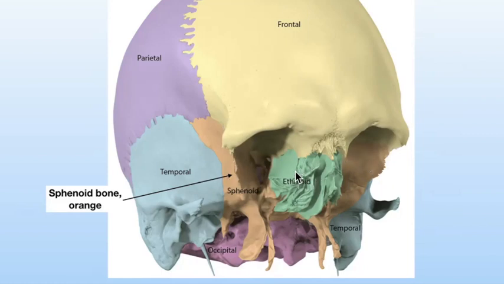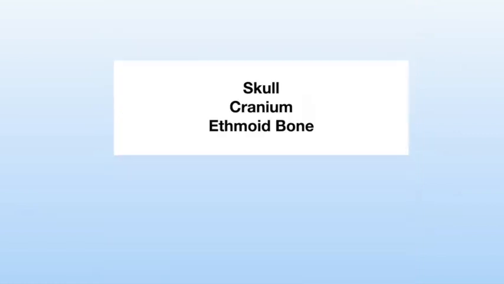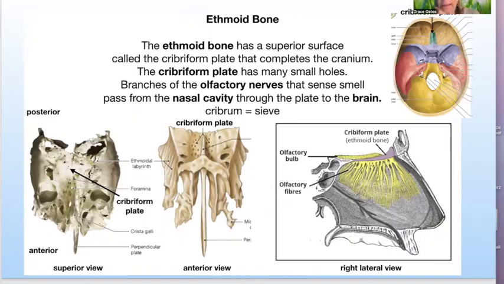And next, we're going to do the ethmoid bone shown here in green. So, the skull, the cranium, the ethmoid bone. The ethmoid bone has a superior surface called the cribriform plate that completes the cranium.